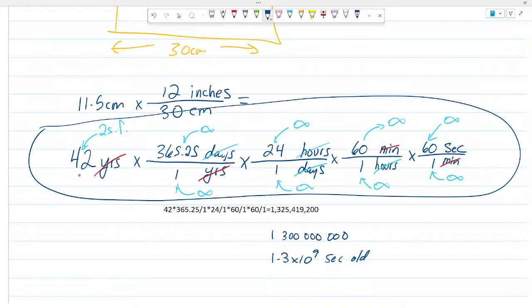I'm 42 years old. Oh, but I know there's 365.25 days in a year, so I can figure out how many days old I am. But then I know there's 24 hours in a day, so I can figure out how many hours old I am. But then I know there's 60 minutes in an hour, so I can figure out how many minutes old I am. And I know there's 60 seconds in a minute, so I can figure out how many seconds old I am. Do you see that? It's just this very logical flow. That's the power of dimensional analysis.